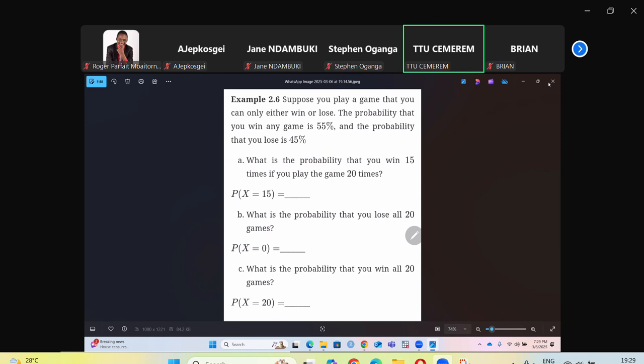Let me try if I can write on the screen. Remember the formula for binomial is the probability of x, which is given by nCx p raised to x. Oh, no. Let me just write afresh.